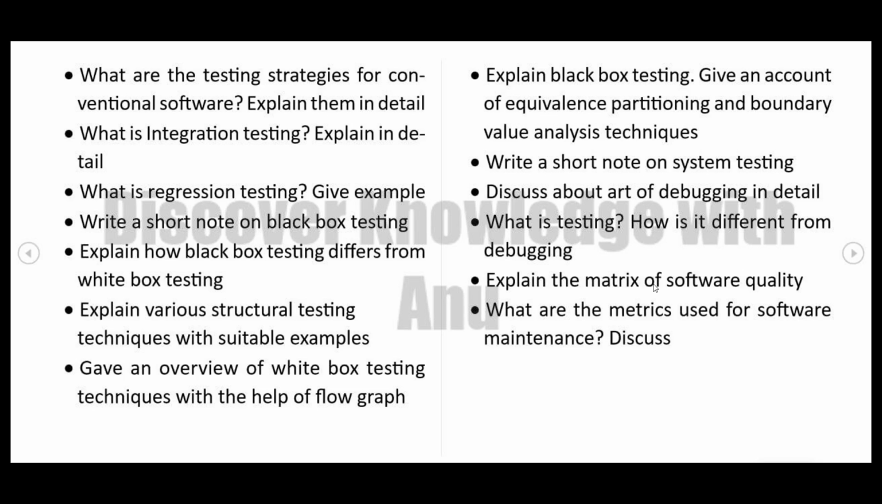So overall, the important topics from unit 4 are testing strategies for conventional software, and white box testing and black box testing. You have to differentiate both of them. And one question on debugging, and one more is software metrics, and another is software quality. So these are the important ones from unit 4.